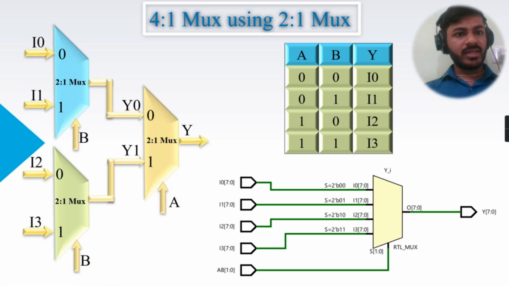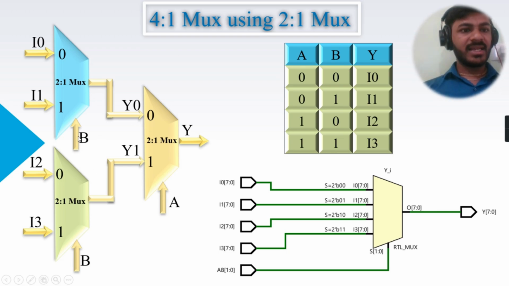So you can see on my screen, to implement this 4 is to 1 mux by using 2 is to 1 mux, we need three 2 is to 1 muxes. Okay. So here also our inputs are I0, I1, I2 and I3, our output is Y and the select lines are A and B. So to understand this, we will split this combination of three 2 is to 1 muxes into two stages. The first 2 is to 1 mux and second 2 is to 1 mux are my first stage and this is my second stage. So let's understand.